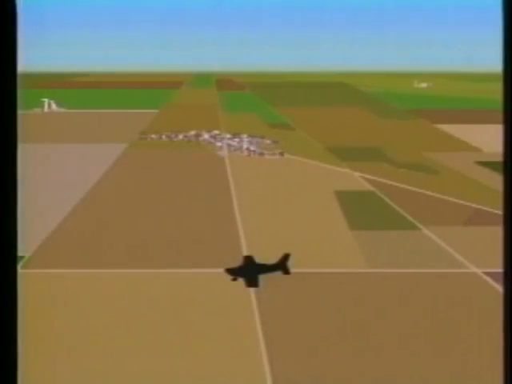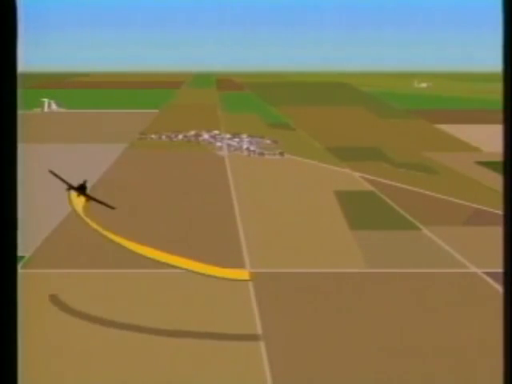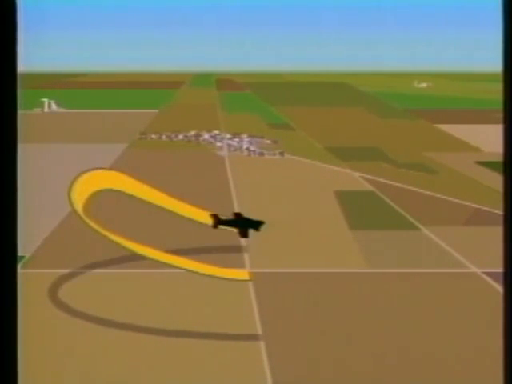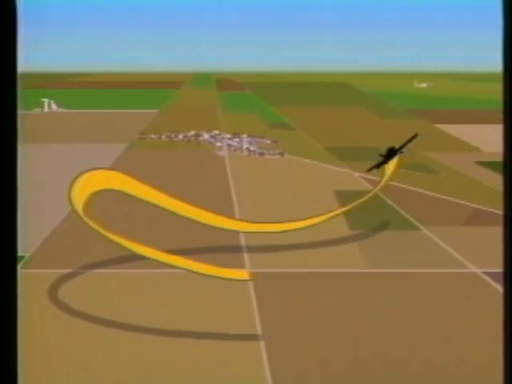Basically, you'll perform two 180-degree turns in opposite directions. Each turn contains a climb and a descent to return to your entry altitude and airspeed. The Lazy 8 should be flown just as its name implies, in a smooth, gentle manner.